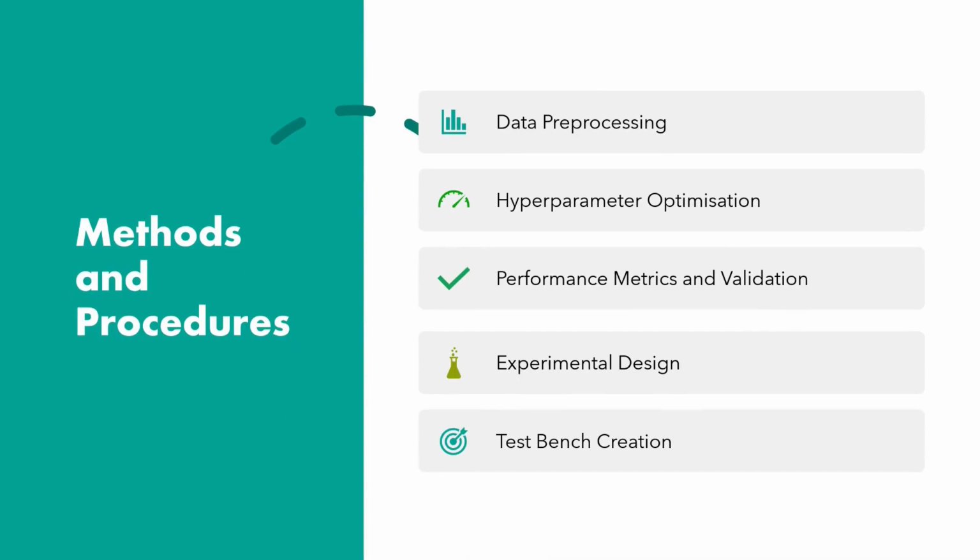Now, onto the experiment itself. We can split our project into a few steps. We of course first have data preprocessing and hyperparameter optimization. Next, we need to decide on the performance metrics and the validation method that we'll use. Lastly, we need to design our actual experiment and create the test bench.